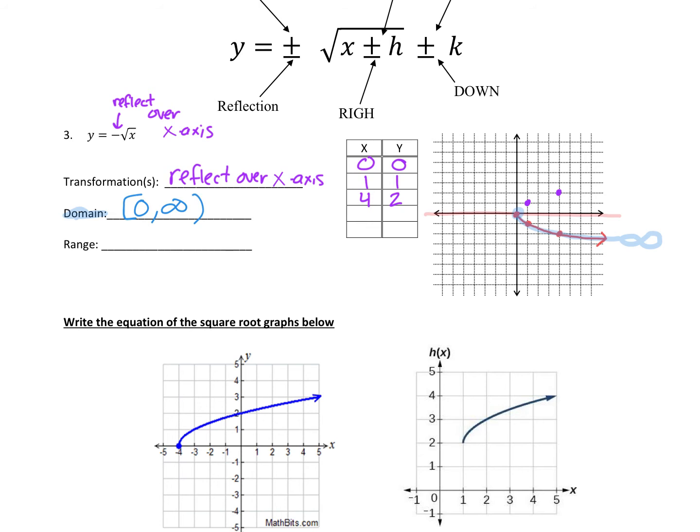Now the range is going to be slightly different. It is still starting at 0, but now instead of going up, which is going towards positive infinity, this graph is going down, meaning it's going towards negative infinity for the y. So my range is actually negative infinity to 0 because it's going negative and then the highest point it reaches is 0. So that's a little bit funky. Oh, and this should be a square bracket.